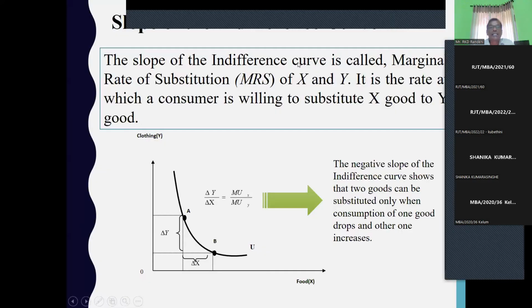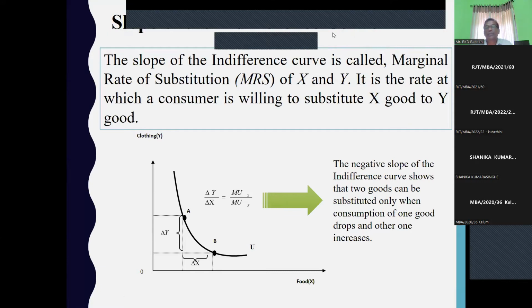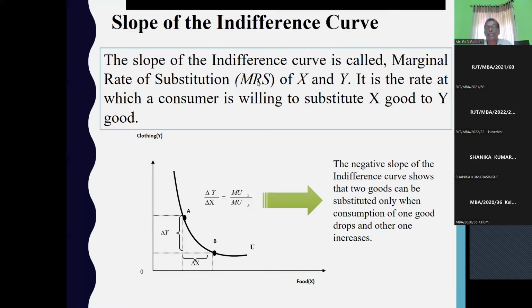Now we are going to discuss the rest of the theory. We already discussed what an indifference curve is and what the features or properties of an indifference curve are. Now we have to discuss the slope of the indifference curve. The slope of the indifference curve is called the marginal rate of substitution, in short MRS of X and Y. It is the rate at which the consumer is willing to substitute good X for good Y.